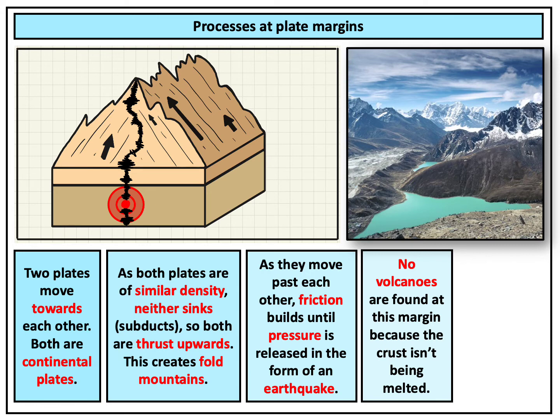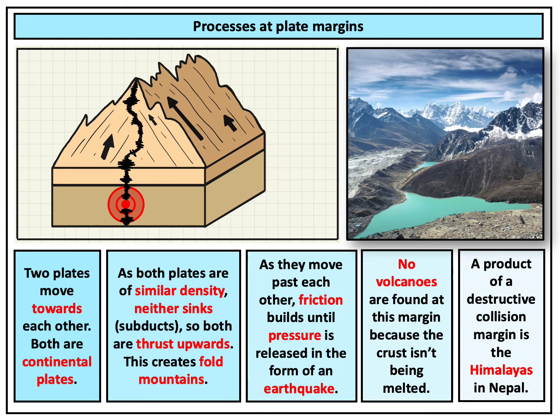None of the crust is being melted, so therefore we haven't got any production of magma, which can then erupt on the surface as lava. So you don't get volcanoes here, just earthquakes. And an example of this is a fold mountain range that you'll all have heard of, the Himalayas, which is found, well, in a multitude of countries, but I've said Nepal on here.